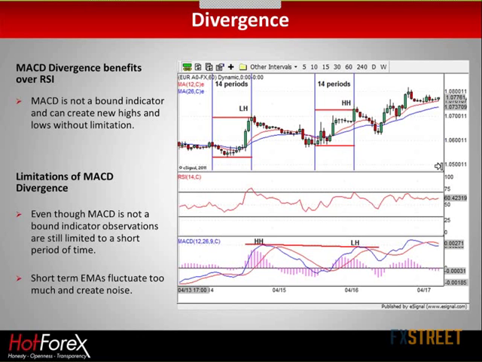There's no limitation to how low or how high the MACD line can go. So obviously that is a benefit over the RSI. But even though MACD is not a bound indicator, the observations based on it are still quite limited. They are limited to a short period of time because this faster moving average, the 12-period moving average, is responsible for most of the movement in the MACD line.